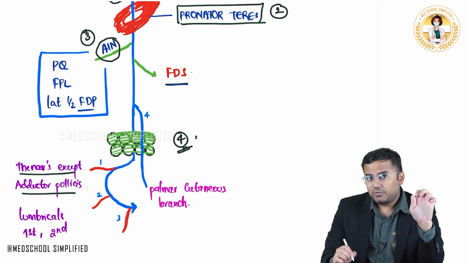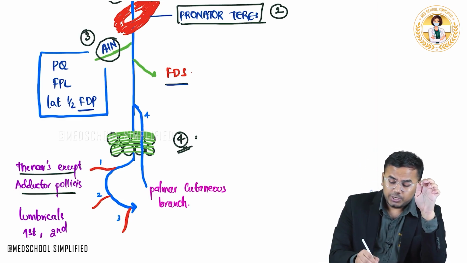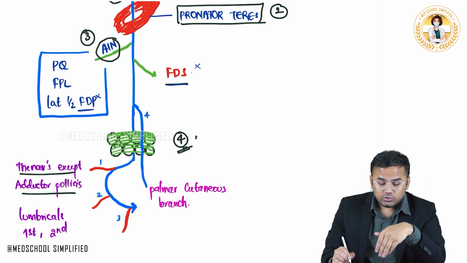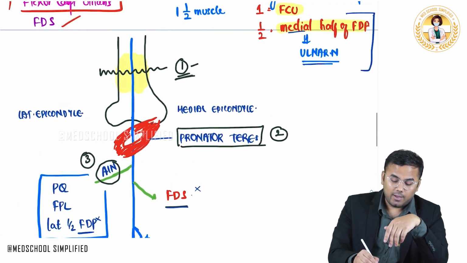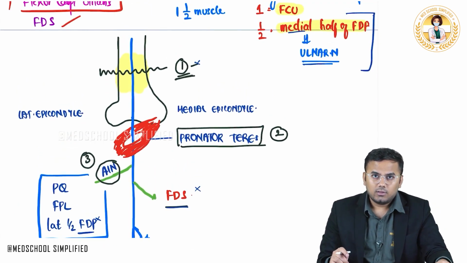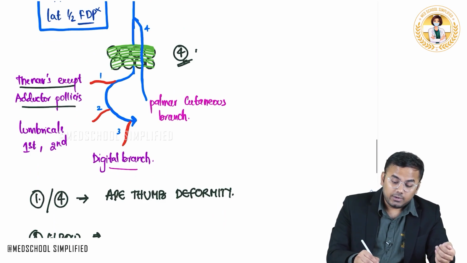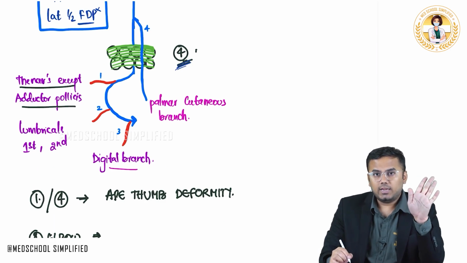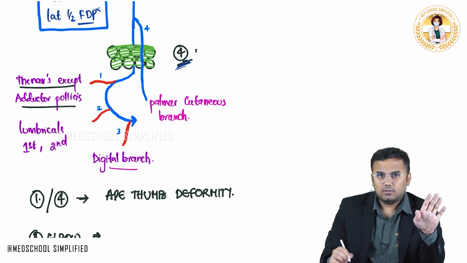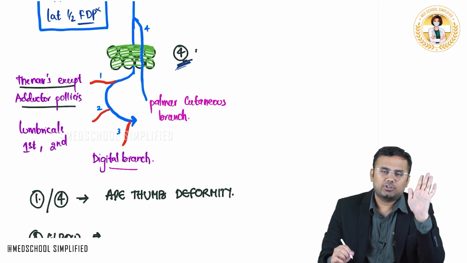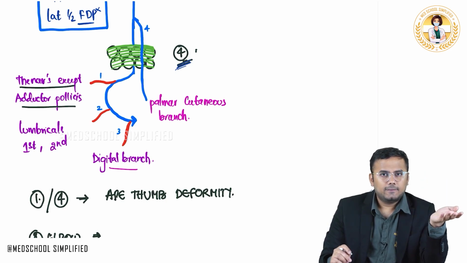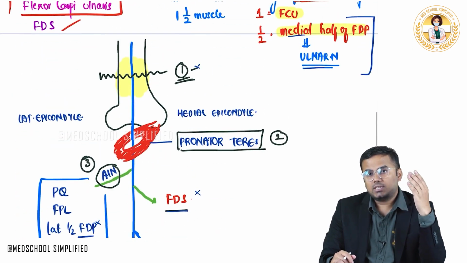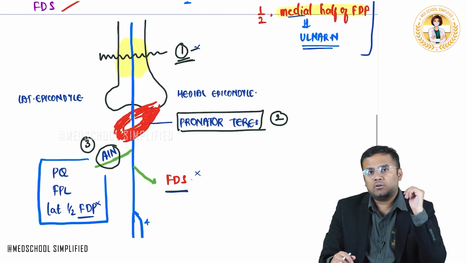If I am able to bend my fingers, what does it mean? Then injury did not happen to FDS, injury did not happen to FDP. If injury did not happen here, it means injury did not happen at the level of point 1. It means injury happened at the wrist, at the level of 0.4. That is the reason why only ape-thumb deformity is seen, right? There is no problem in the flexion. You're clear with this?